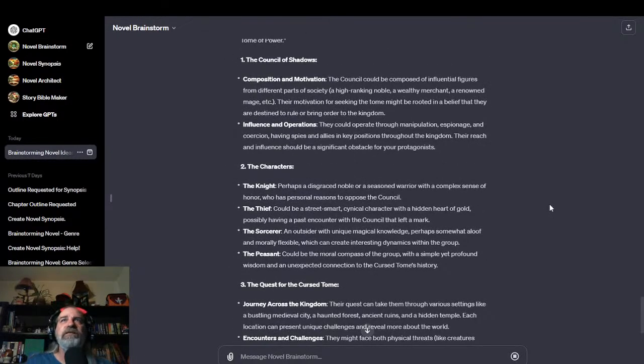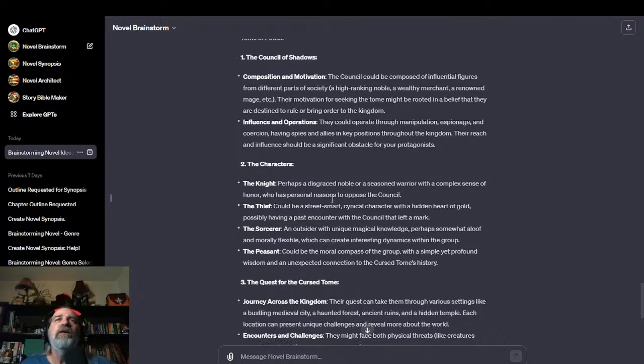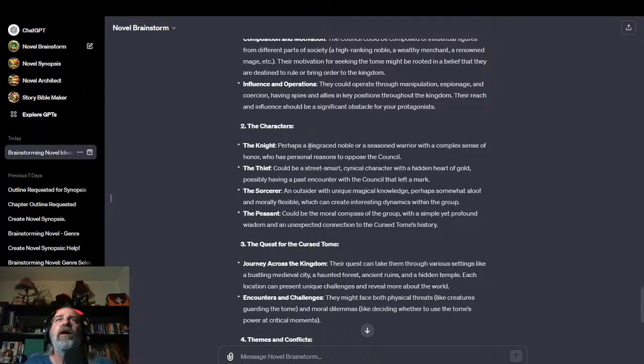Influence and operations. They could operate through manipulation, espionage, and coercion, having spies and allies in key positions throughout the kingdom. Their reach and influence should be a significant obstacle for your protagonist. The characters: the knight, perhaps a disgraced noble or a seasoned warrior with a complex sense of honor who has personal reasons to oppose the council.